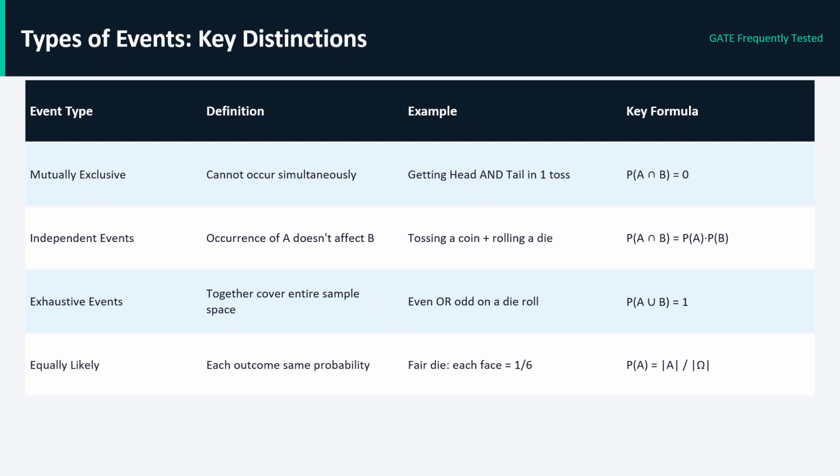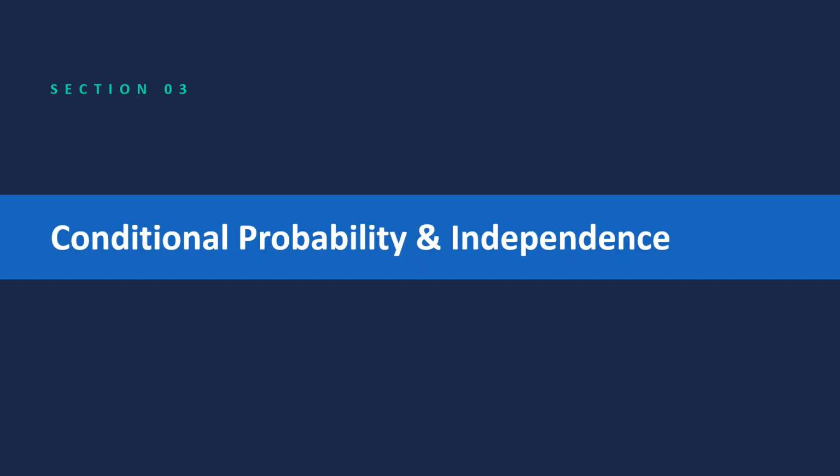And exhaustive events, together they cover the entire sample space. For example, you are tossing a coin. Possible outcomes are heads and tails. Thus, these two events, that is, getting tails and getting heads, are exhaustive events. Equally likely, each outcome has the same probability. Now, let us take an event of rolling a die. In that case, every face has an equal probability to turn up. Thus, those events are called equally likely events.